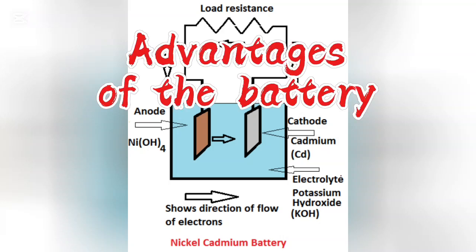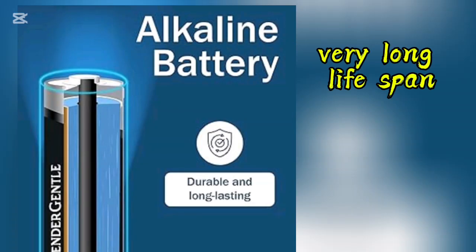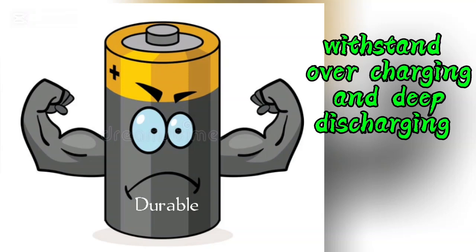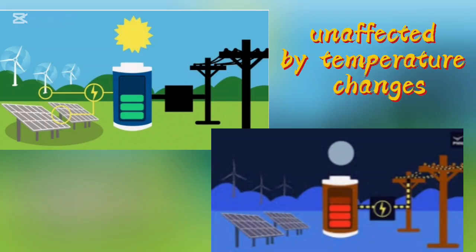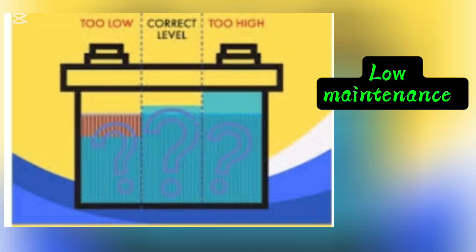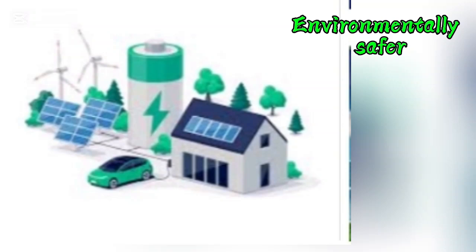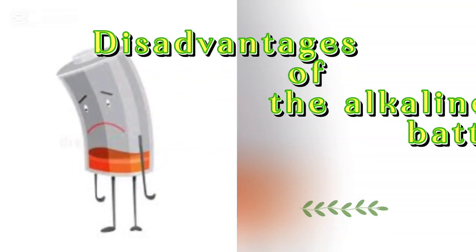Advantages of the battery. 1. Very long lifespan. Can last 20 years or more. 2. Durability. Withstand overcharging and deep discharging. 3. Unaffected by temperature changes. 4. Low maintenance. The electrolyte does not deteriorate easily. 5. Environmentally safer, since it does not contain toxic lead or corrosive acid fumes.